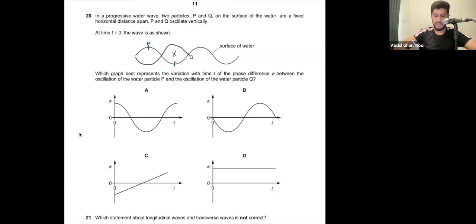As the wave travels forward, it becomes like this. Now particle P is over here and particle X is over there. This one has come down, this one will go up. My question to you is, what is the phase difference between P and X now? 180 degrees. It stays the same.